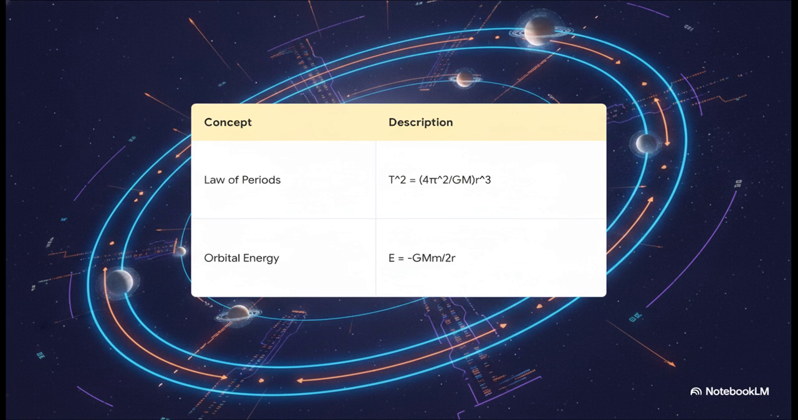Furthermore, when we look at orbital energy, a satellite's kinetic and potential energies perfectly balance each other out. This elegant balance is what keeps it locked in a stable circular or elliptical orbit, preventing it from either flying off into deep space or crashing back down to the surface.